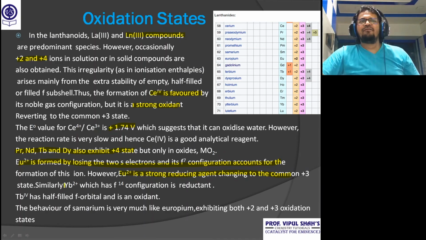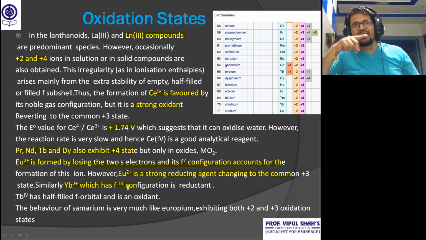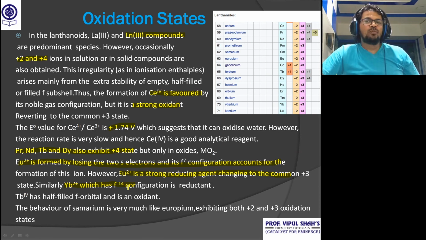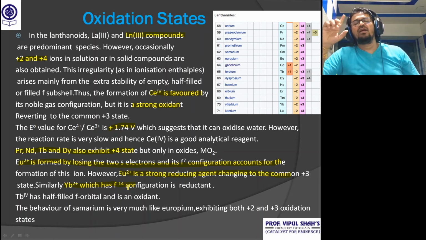In the same way Yb2+ will have f14, ytterbium. If you lose 2 electrons, is this clear? Then the configuration we have is f14. So Yb2+ in the +2 state is going to be a good reducing agent again, where +2 will revert back to +3. Okay, so these are the common states. The common state of all lanthanides is +3, the lower end is +2, the higher end is +4.